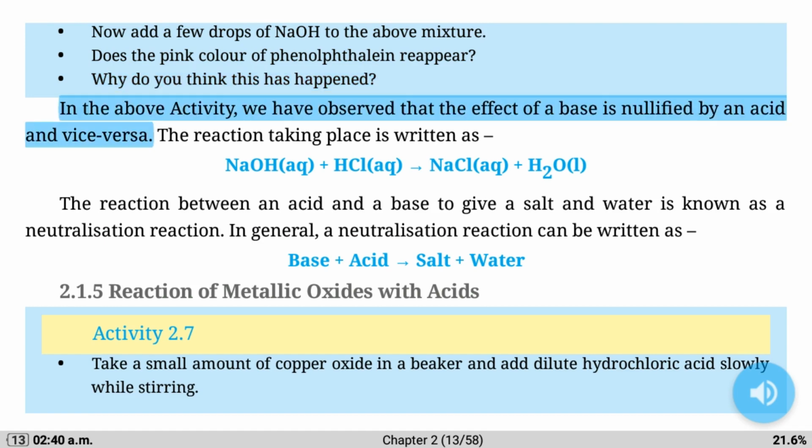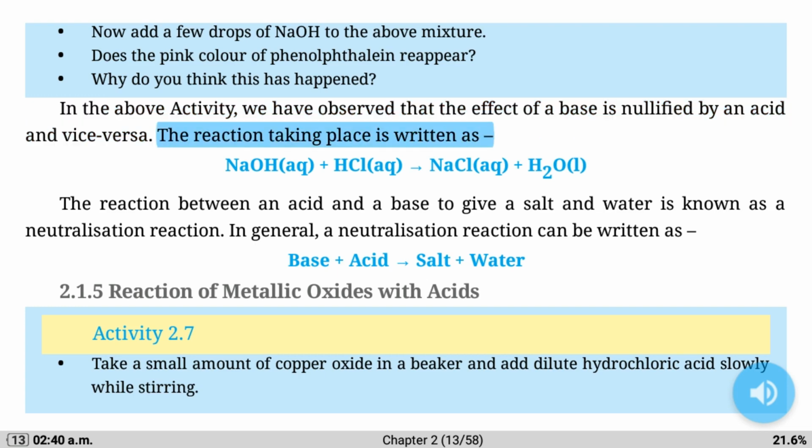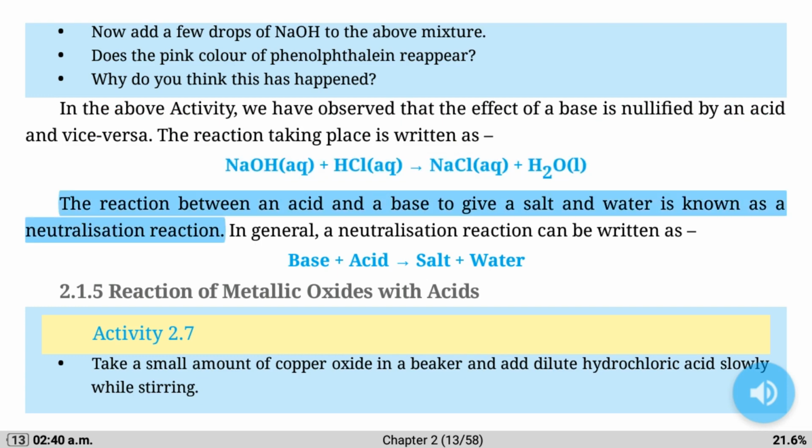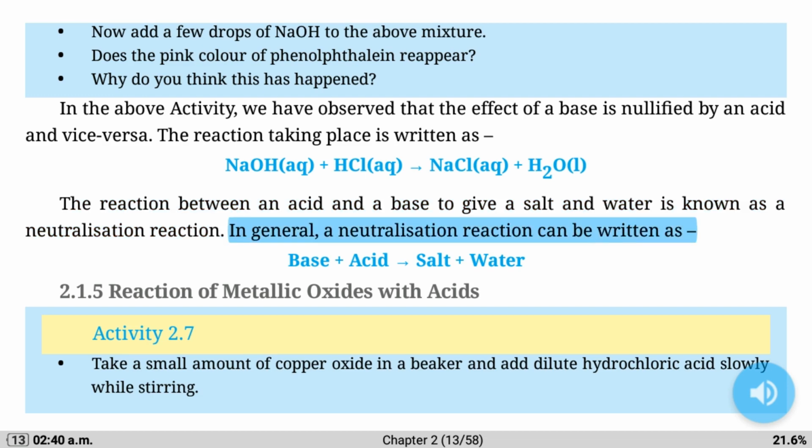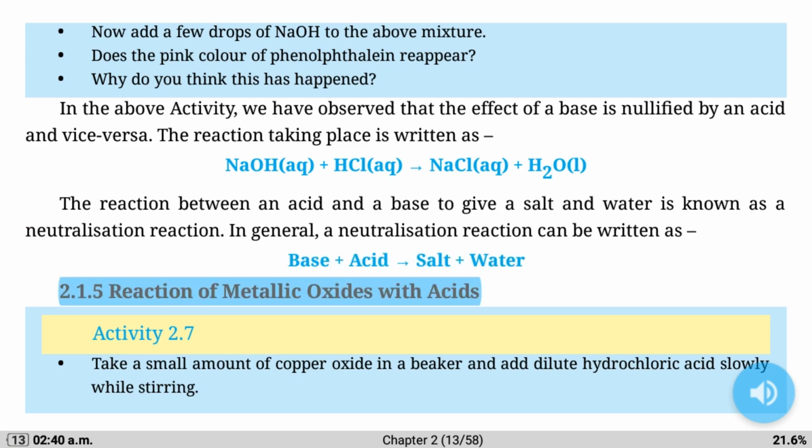In the above activity, we have observed that the effect of a base is nullified by an acid and vice versa. The reaction taking place is written as NaOH plus HCl gives NaCl plus H2O. The reaction between an acid and a base to give a salt and water is known as a neutralization reaction. In general, a neutralization reaction can be written as base plus acid gives salt plus water. 2.1.5 Reaction of metallic oxides with acids.